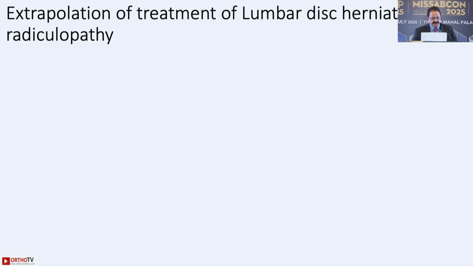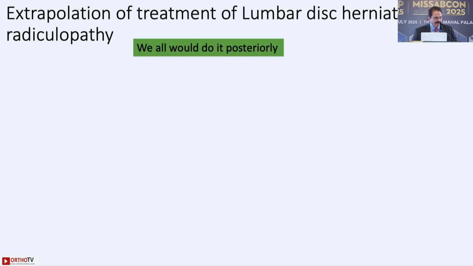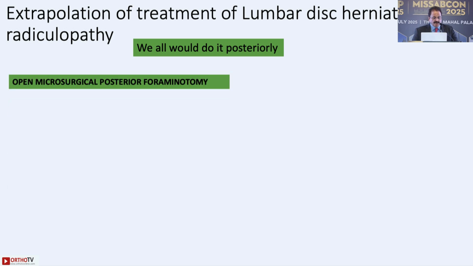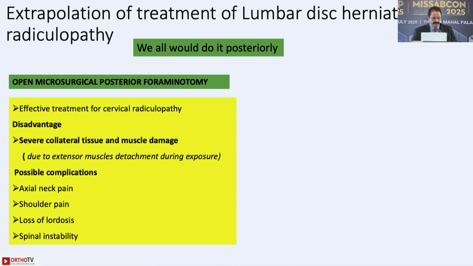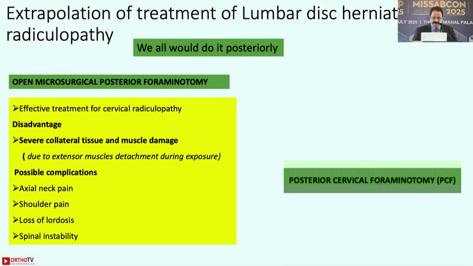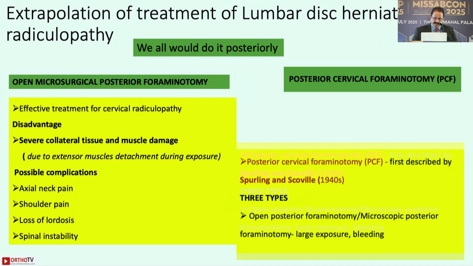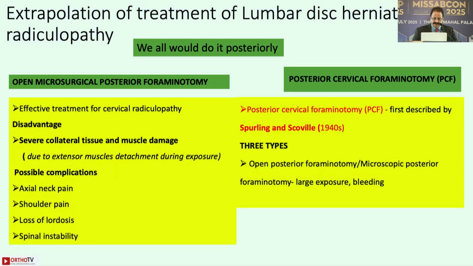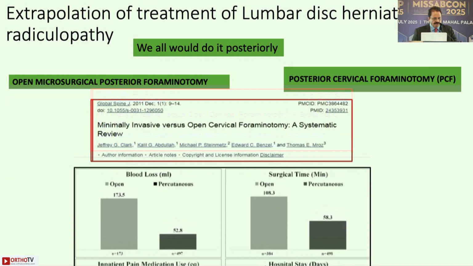So extrapolating from the treatment of a lumbar disc herniation with radiculopathy, all of us would do it posteriorly, and so open microsurgical posterior foraminotomy would be an effective treatment, with disadvantages of collateral tissue damage, muscle damage, neck pain, shoulder pain, loss of lordosis, and spinal instability. Posterior cervical foraminotomy was described by Spurling and Scoville, having 3 types: open, microscopic, and endoscopic.